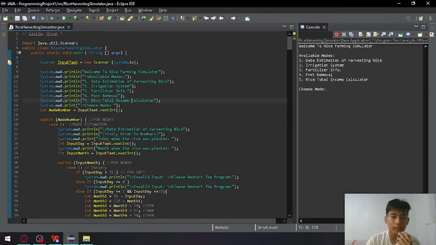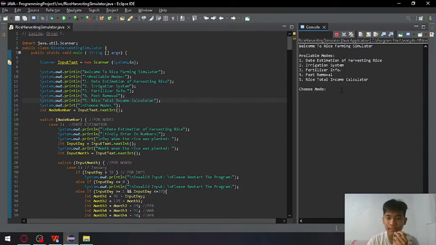So if we run the actual program, madadirect po tayo dito sa main menu or the actual interface po ng aking program, which is nakaprint po yung Welcome to Rice Farming Simulator, which is offering po ng 5 available modes po. So the first mode is the date estimation of harvesting the rice. Second mode is the irrigation system. Third mode is the fertilizer information. The fourth mode is the pest removal, and the fifth mode is the rice total income calculator.